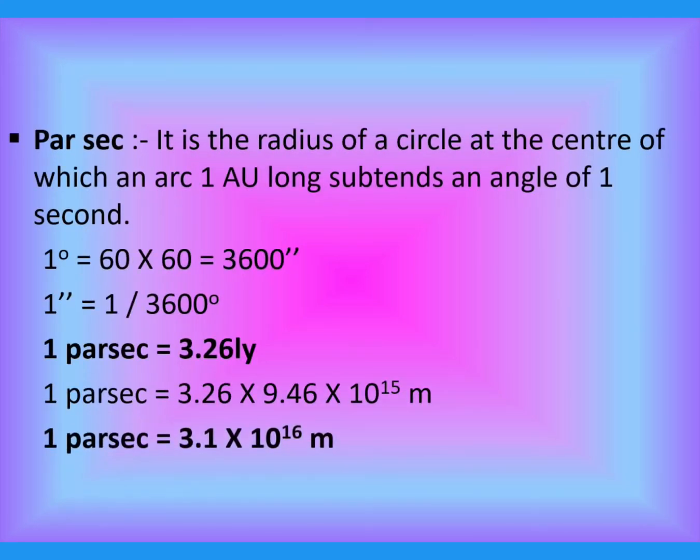Now, parsec. It is the radius of a circle at the center of which an arc 1 astronomical unit long subtends an angle of 1 second. 1 degree equals 3600 seconds. Then 1 second equals 1 by 3600 degree. The value of 1 parsec is 3.26 light year, that is 3.1 × 10^16 meter.